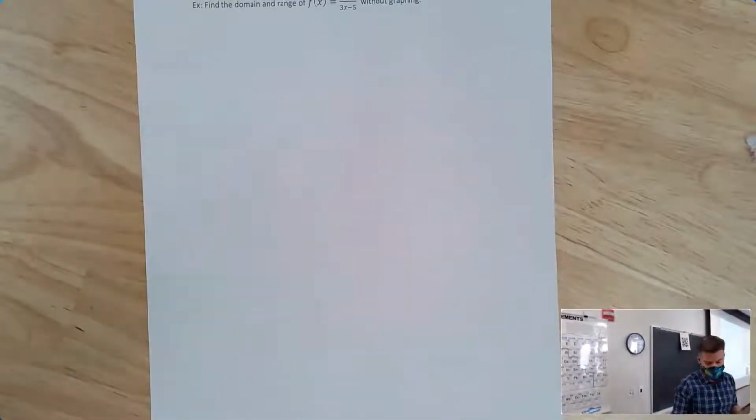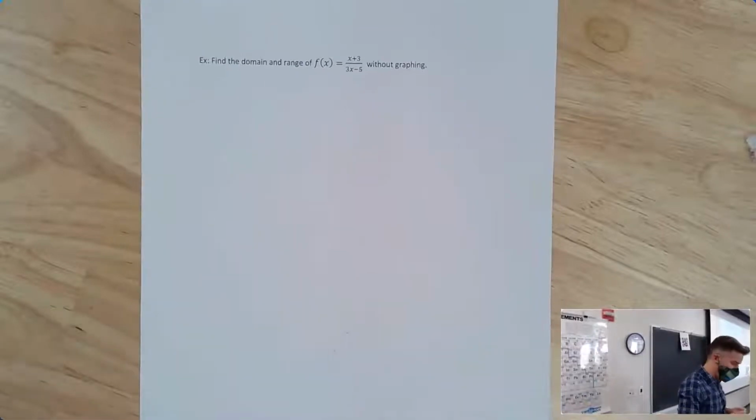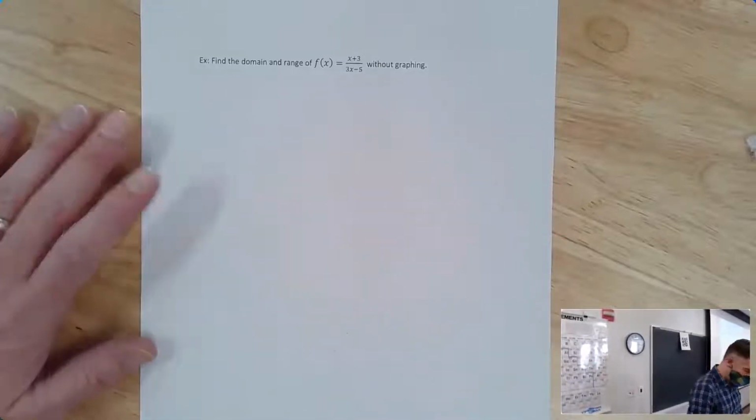All right, so let's talk about how we're actually going to find the domain of something and the range of something. Let's look at this example. We're going to find the domain and range of f of x equal to x plus 3 over 3x minus 5 without graphing. The domain shouldn't be too terrible here.